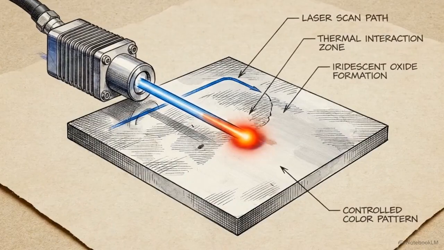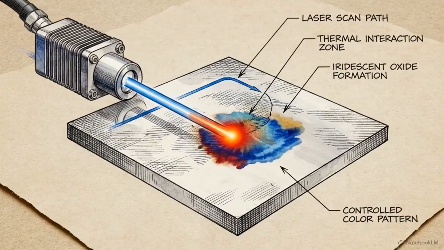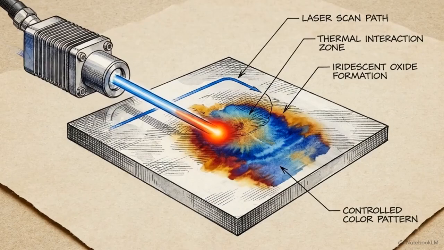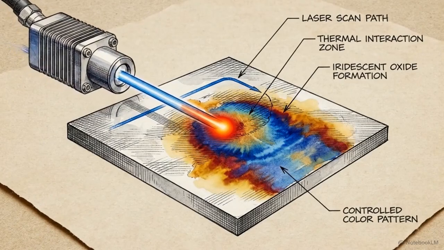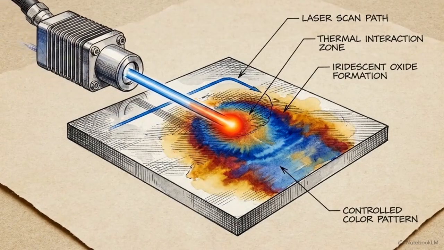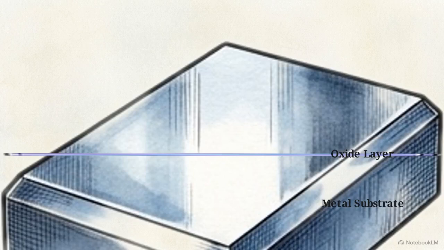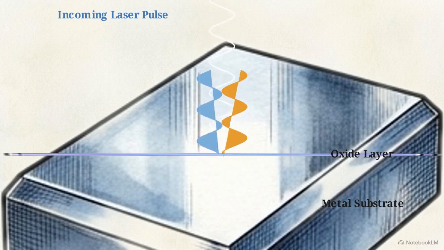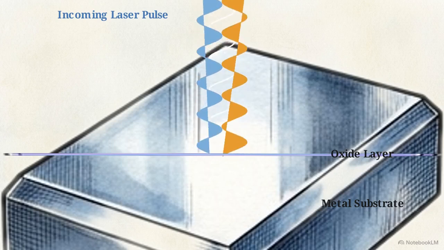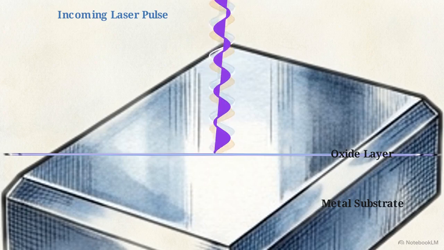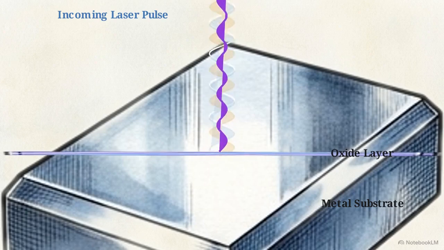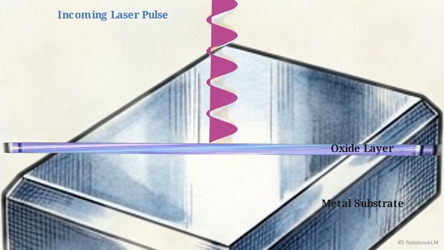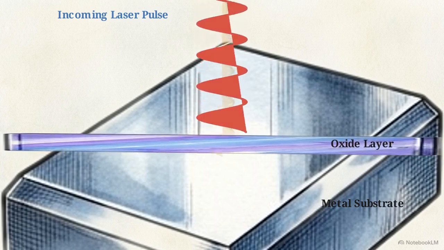This temporal control enables the creation of permanent, vivid colors on bare stainless steel and titanium, entirely without the use of pigments or coatings. Through thin film interference, precise pulses grow a transparent oxide layer. When light hits it, one wave reflects off the top, another off the substrate underneath. As they recombine, they interfere. Controlling the layer's exact thickness determines which colors amplify or cancel out.